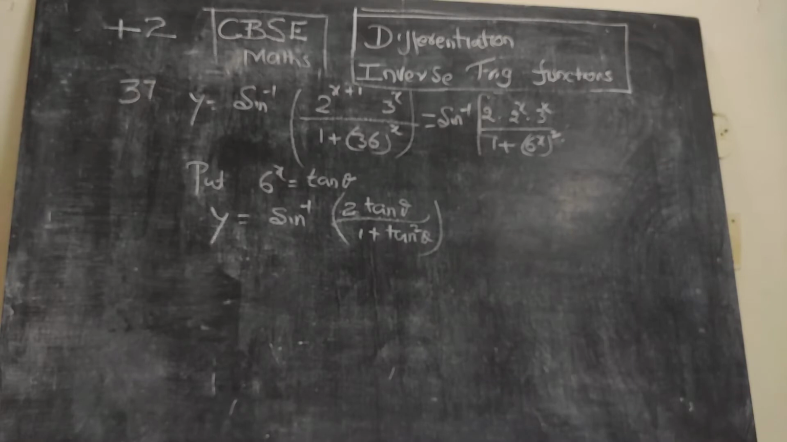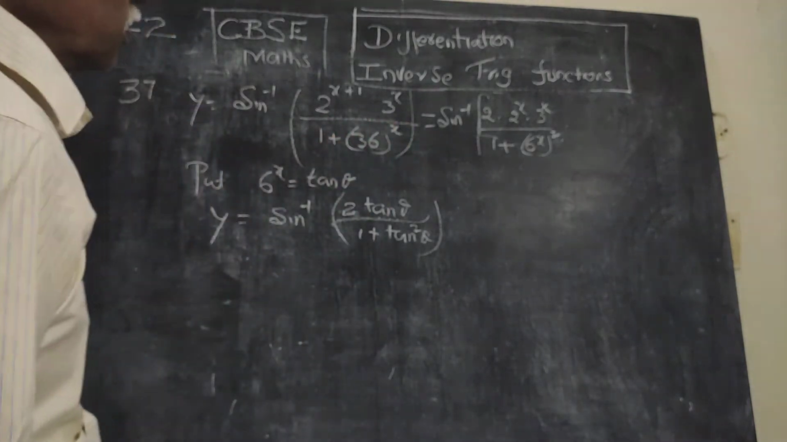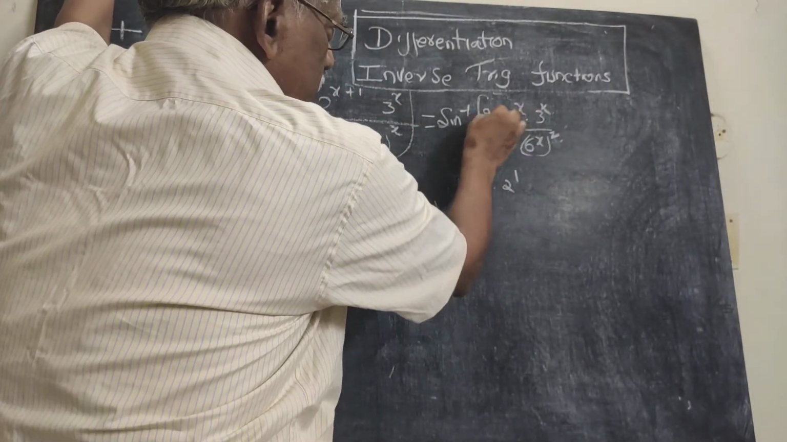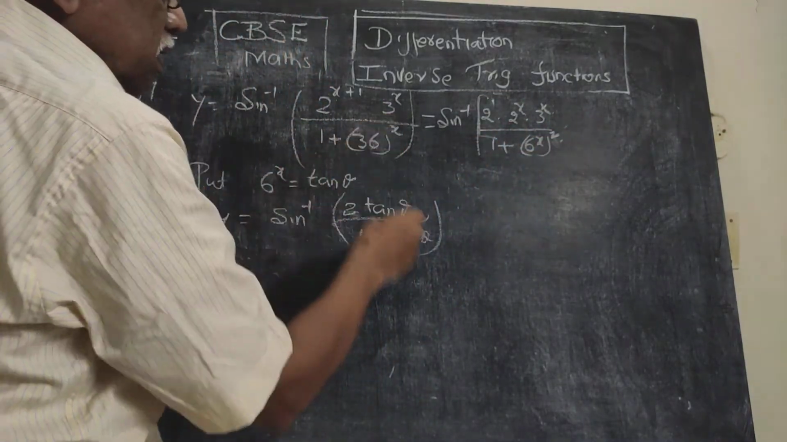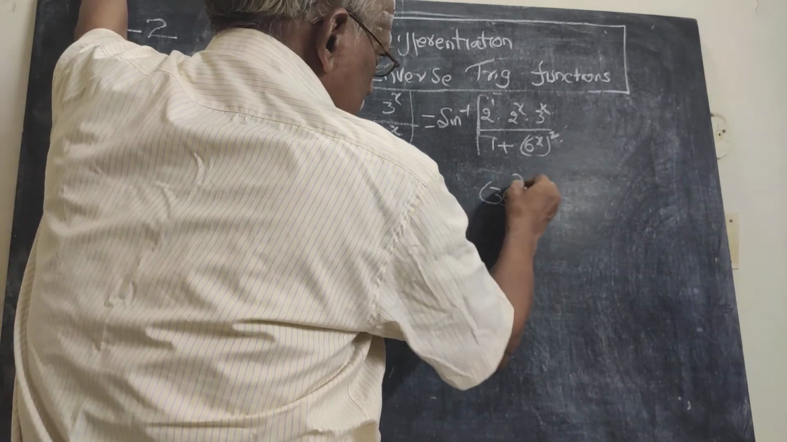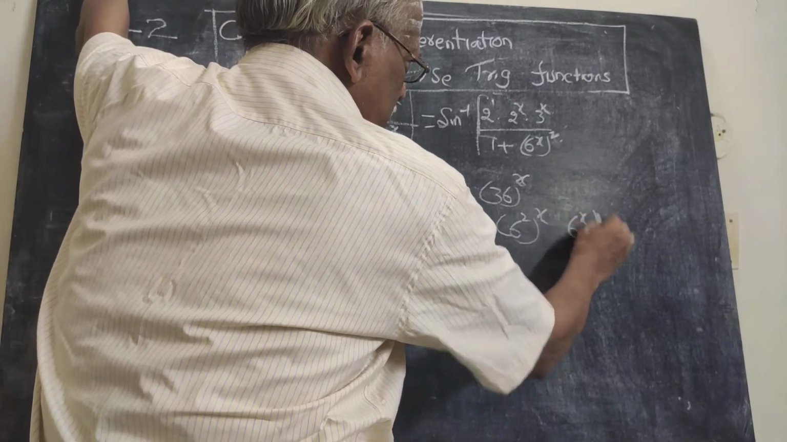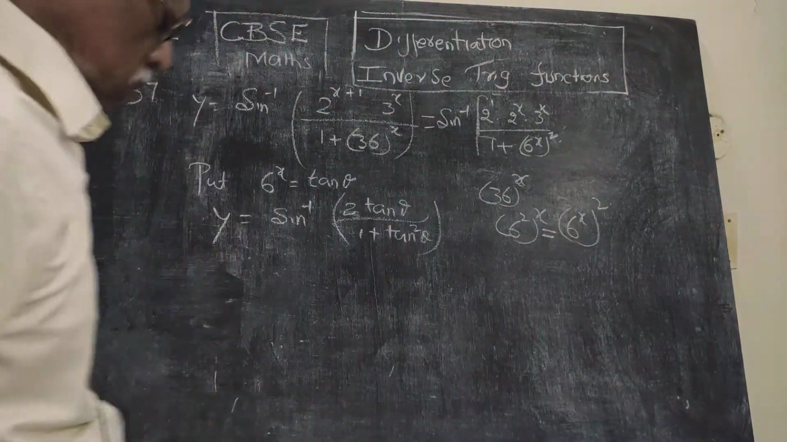The next problem: y equal to sin inverse of 2 power of x plus 1 into 3 power of x, divided by 1 plus 36 power x. This 2 power of x plus 1 is 2 power x into 2 power 1, so I am splitting it up; 3 power of x remains. This 36 power x is 6 square power x, that is 6 power x whole squared. Both are the same, so I am equating in this way.